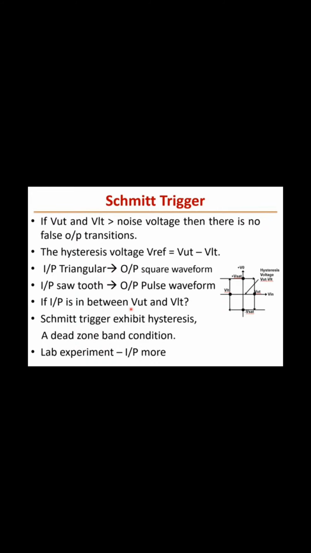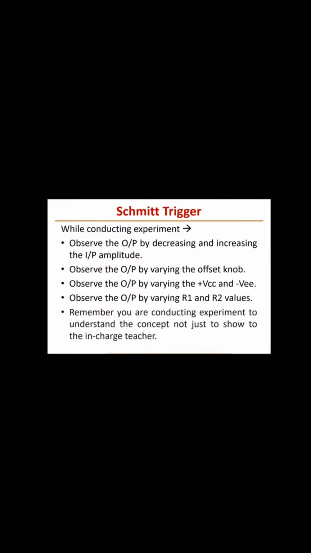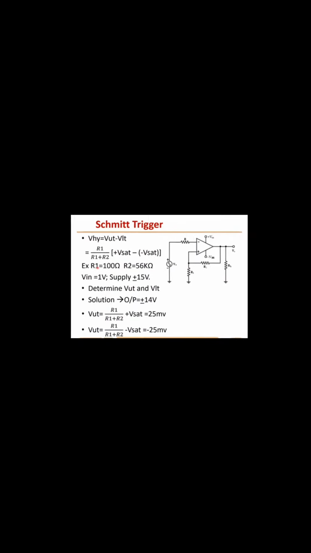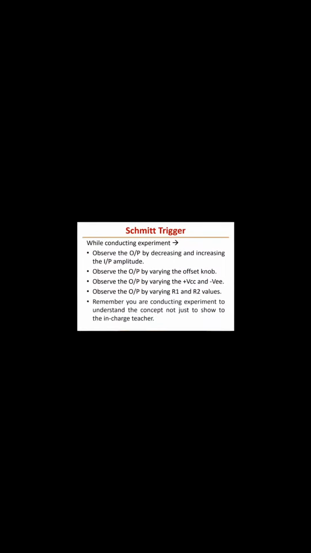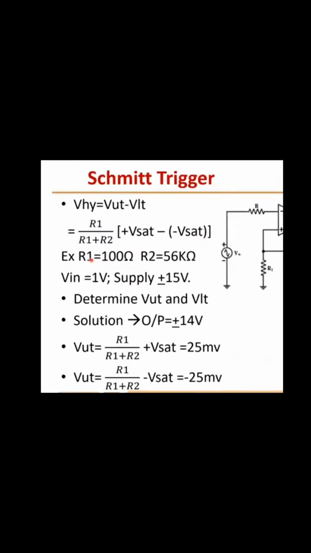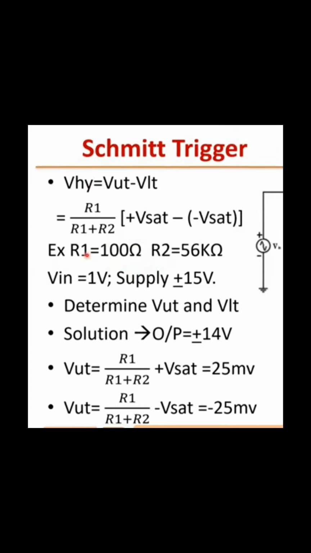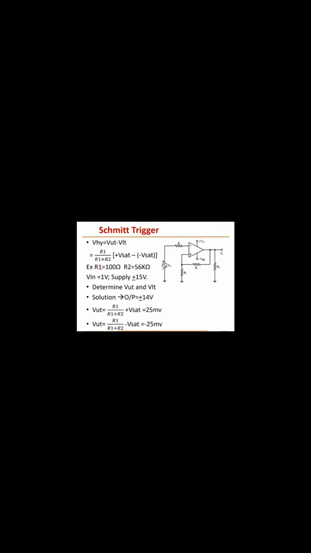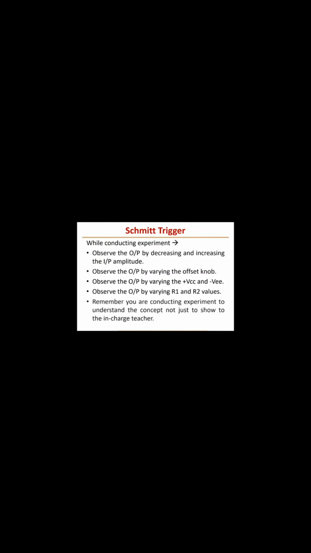So here you can see some points. V hysteresis is always given as VUT minus VLT, which is equal to R1 divided by R1 plus R2 whole into plus Vsat minus of minus Vsat. Okay, so in order to know this, let us take an example.